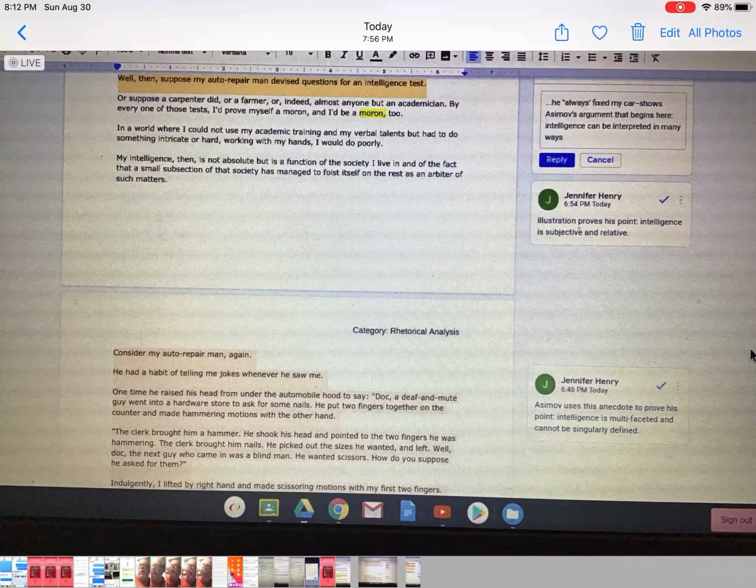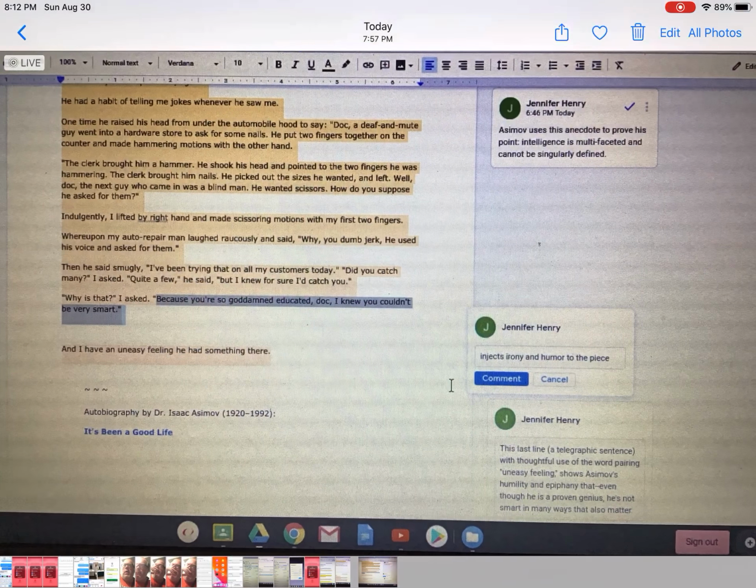And then that illustration he uses, the telling of the joke. Asimov uses this anecdote to prove his point. Intelligence is multifaceted and cannot be singularly defined. So down below, I also put, because you're so goddamn educated, Doc, I knew you wouldn't be very smart. That injects irony and humor to the piece by including that part of the dialogue from the joke scenario. And then that last line there, and I have an uneasy feeling he had something there.